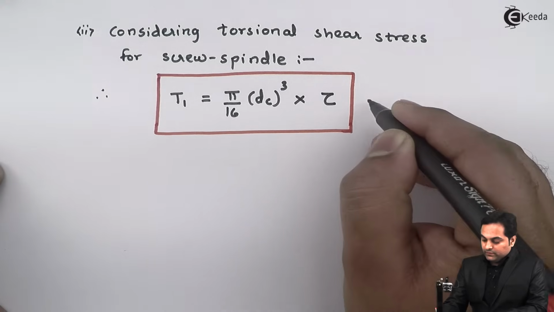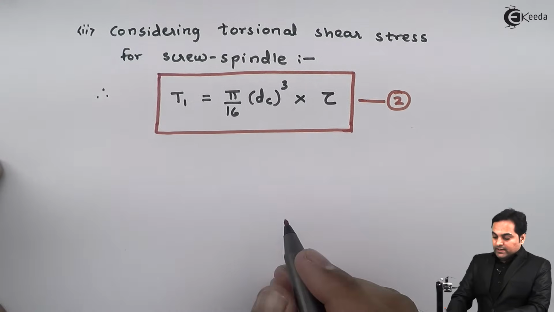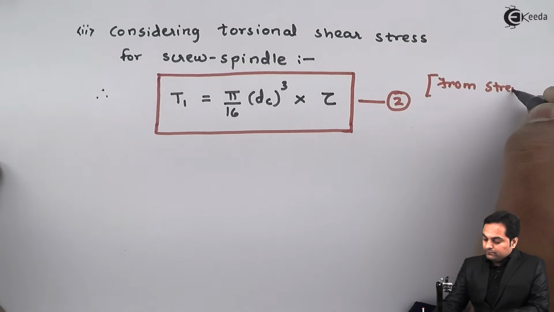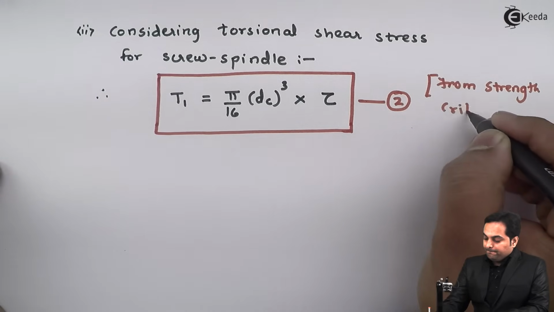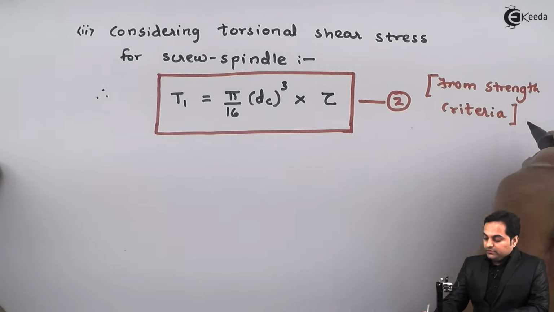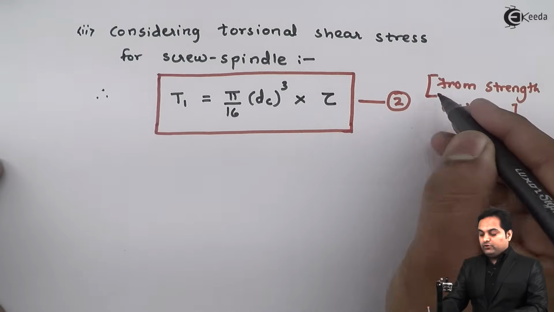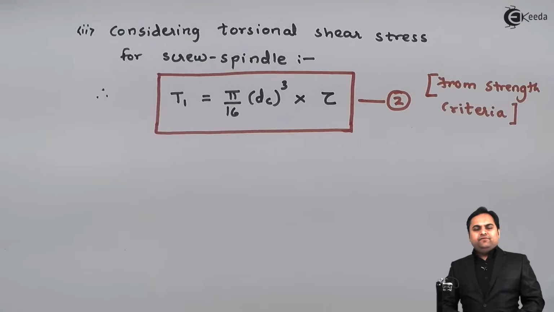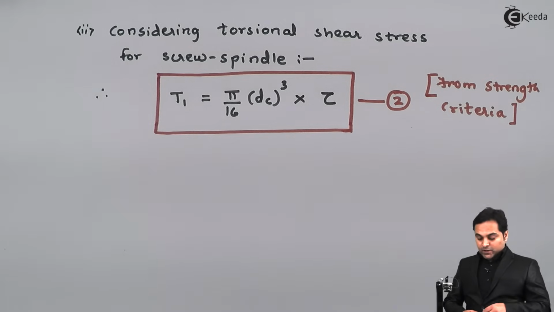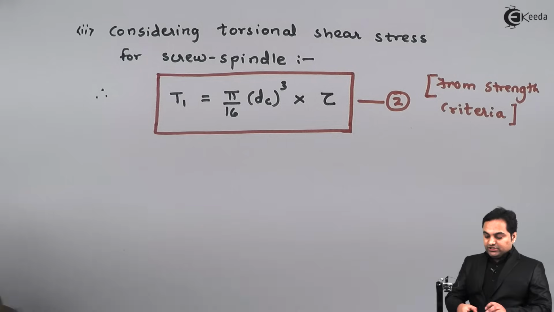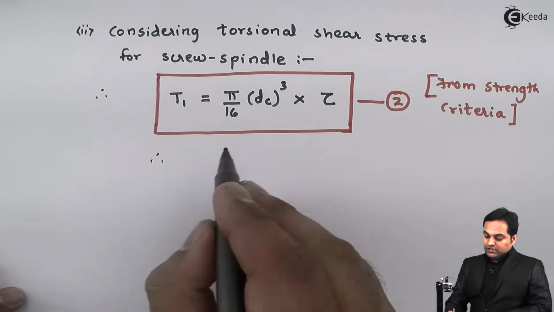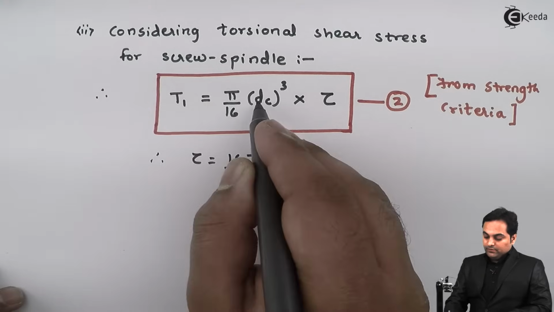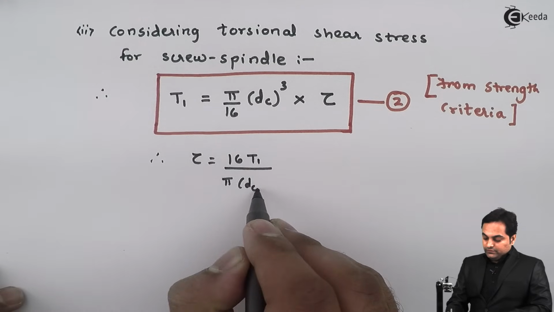This equation I'll call the second equation, and this has come from the strength criteria. The strength criteria which we use for the design of shafts, because we can consider the screw spindle as a rotating shaft, and when it rotates there are chances of torsional shearing. So this equation indicates the torsional shear stress tau. I'll write down therefore tau will be equal to 16 into T1 upon pi into DC cube.